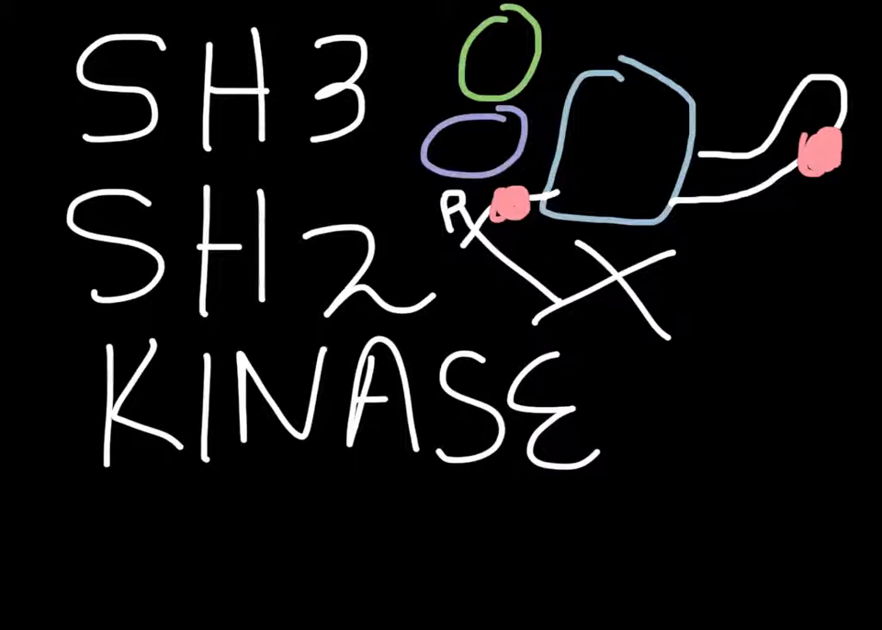So the SH3 domain binds with polyproline regions, the SH2 domain binds to phosphorylated tyrosine residues, and the kinase domain phosphorylates proteins, lipids, and such. And that's basically what that means. So every time proteins move or change, it can affect how other regions of proteins are affected. And that's where the activating ligand comes in.